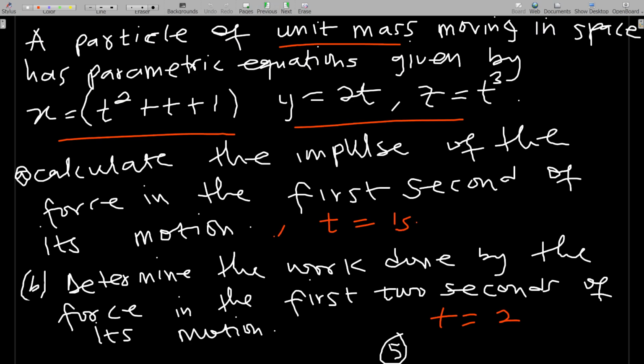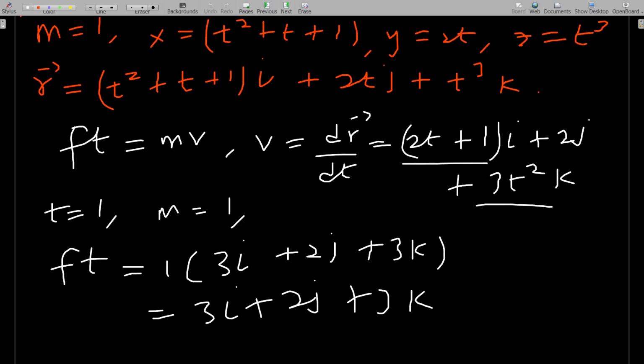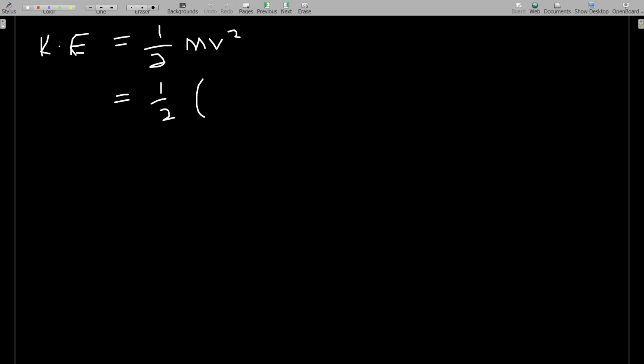We know that the kinetic energy can be calculated, and that is equal to half mv squared. Meaning I can use that idea to find my kinetic energy, and that will be the work done. This will be equal to half into, we said mass is 1, at time t equals 2. So I have to evaluate the velocity at time t equals 2.